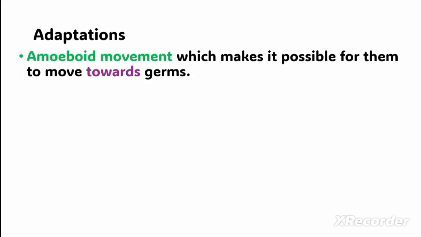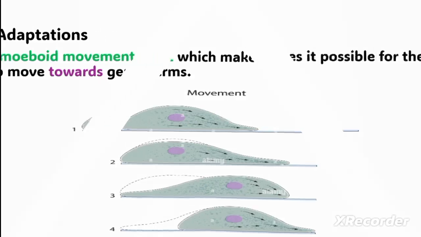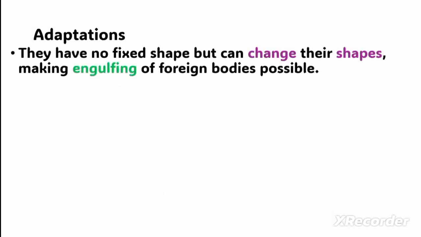So phagocytes have amoeboid movement. So this movement helps phagocytes to move towards germs. So this is how amoeboid movement looks like. So this movement helps the phagocyte to move towards the enemies, so that enemies can be attacked, or so that enemies can be dealt with.